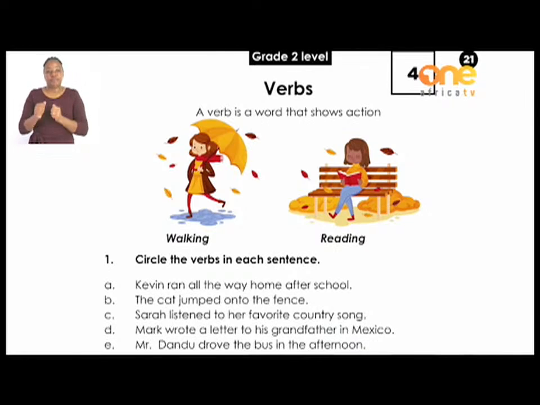I want you to do this exercise by yourself. Take your time to read the sentences. And remember, if you cannot do the action, then it is not a verb.